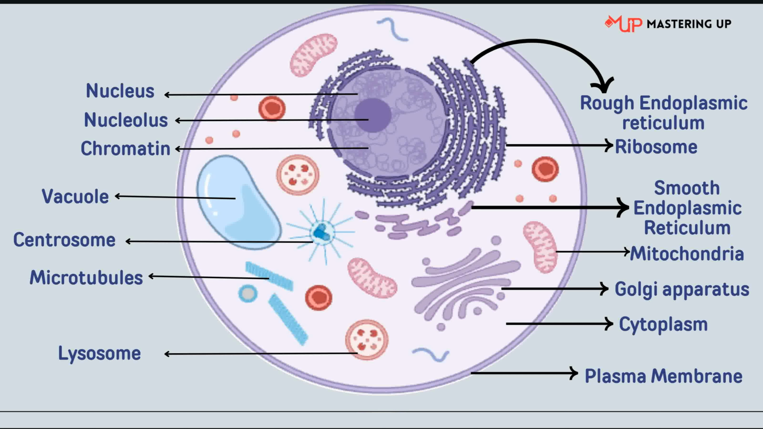The chromatin is a complex of DNA and proteins found in the nucleus, which packages the genetic material into a more compact, dense shape. It helps regulate gene expression and protects the DNA during cell division by condensing into chromosomes.